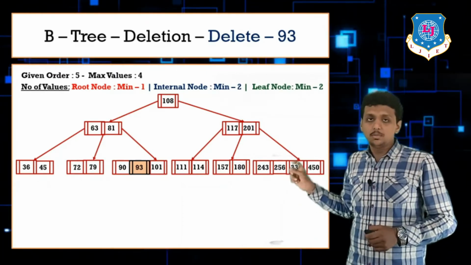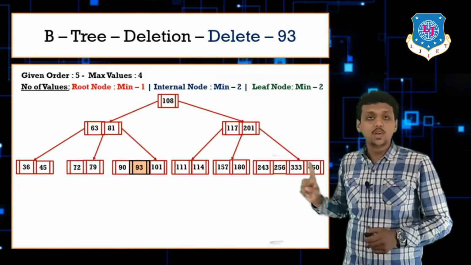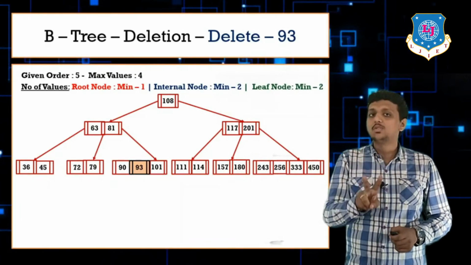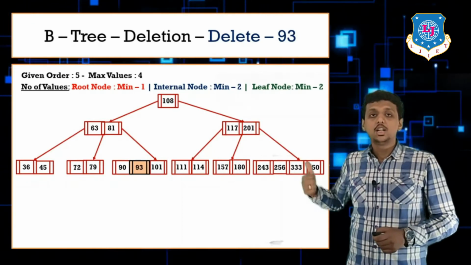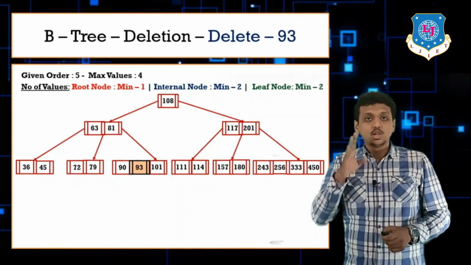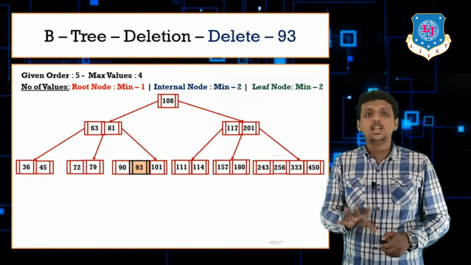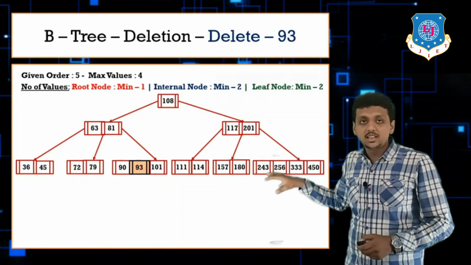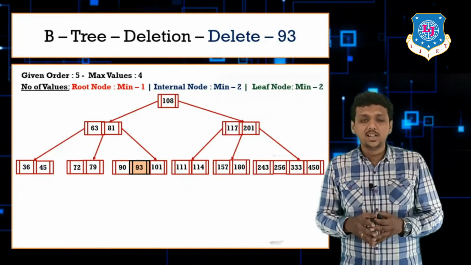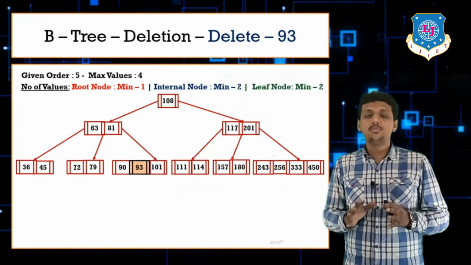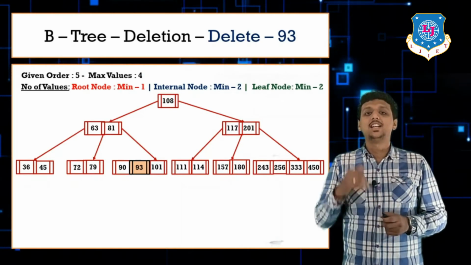So a leaf node must contain a minimum of how many values? 2 values. If your leaf node contains a minimum of 2 values, then it's okay. But here your leaf node contains 3 values. So after removing 93, if I delete 93, is there any violation of B-tree deletion rules? No. Because all is going fine, I can delete 93 directly.